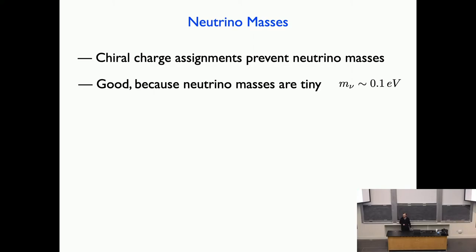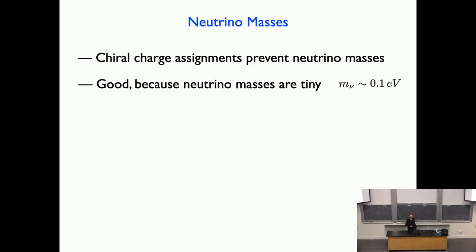Now, observations tell us that the neutrino mass is small but non-zero, around 0.1 eV. The fact that I just told you that the neutrino masses should be zero according to the standard model, if you think about it, is actually good. Because if your zeroth order analysis spits out zero, that's a very good position to imagine perturbing your theory to get something slightly non-zero.